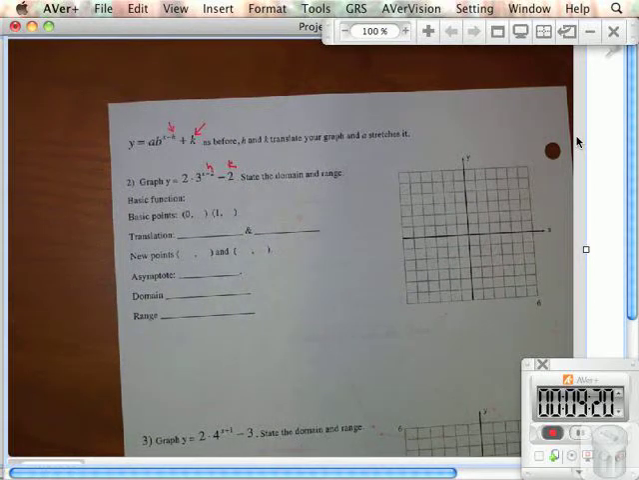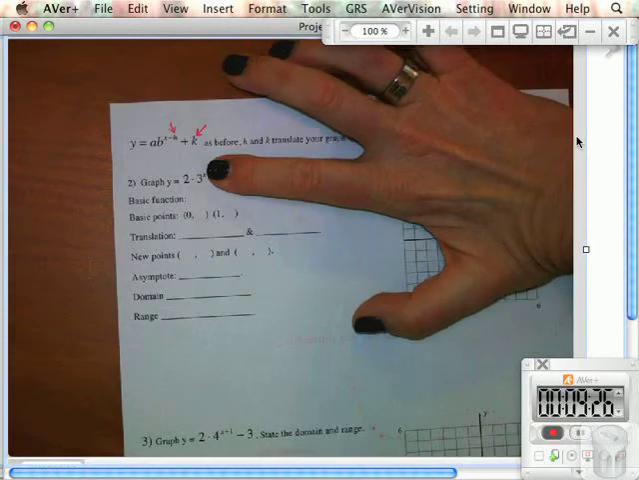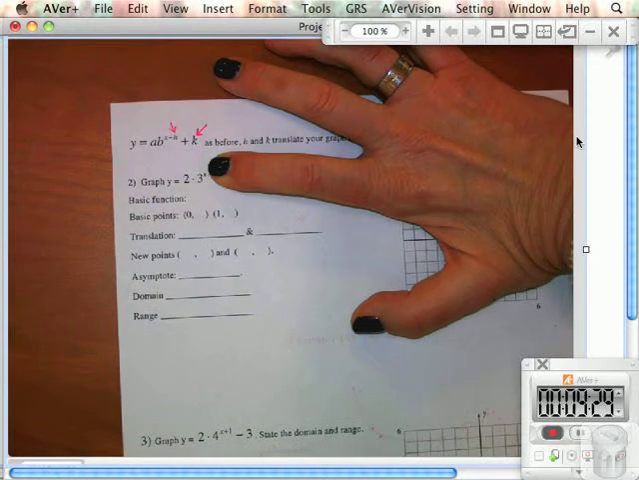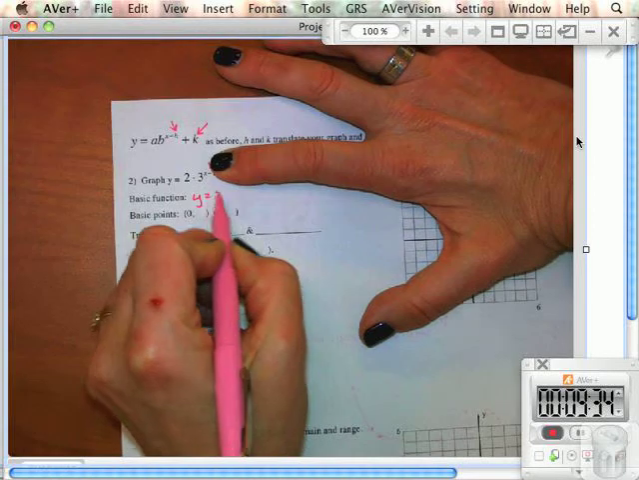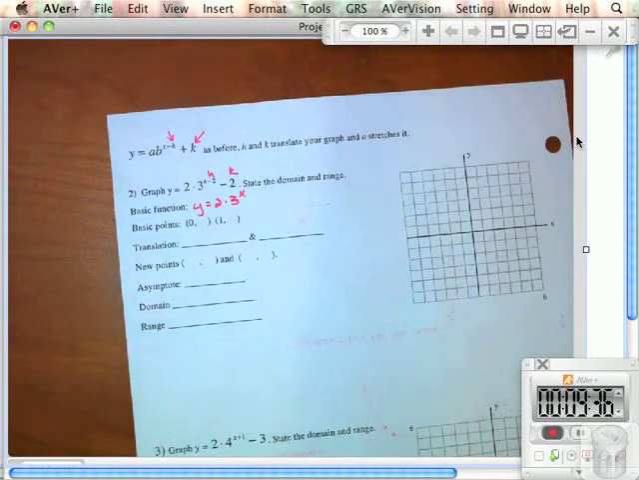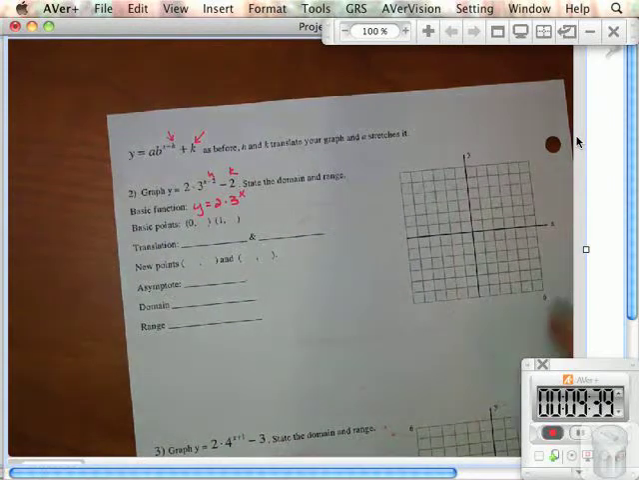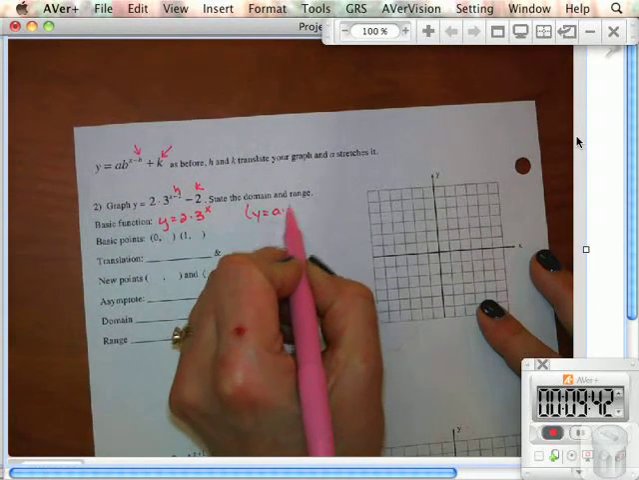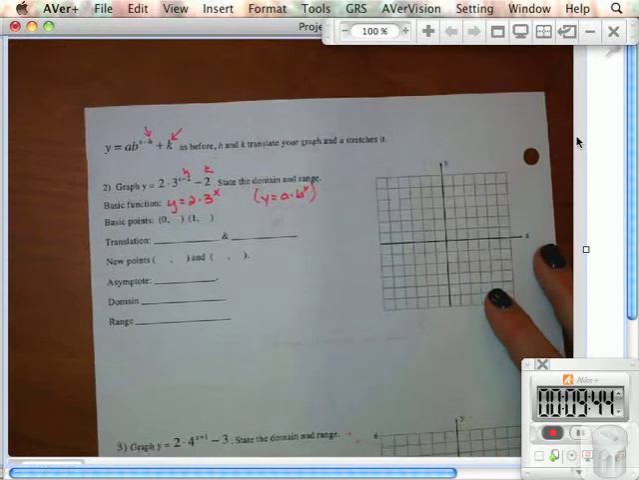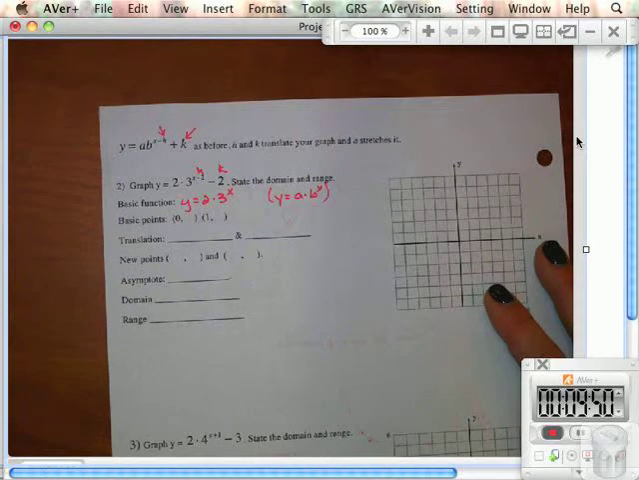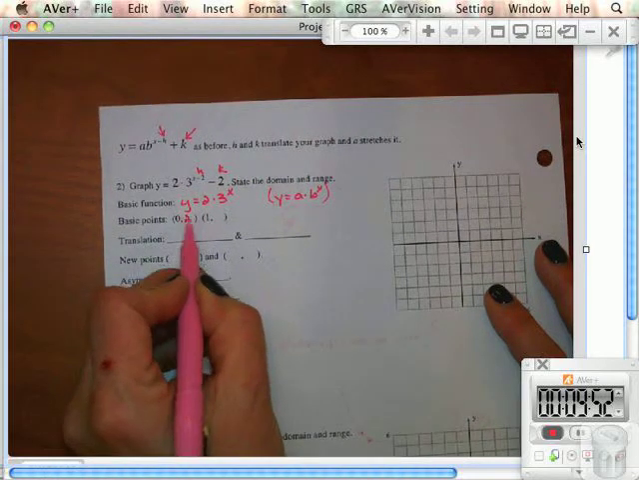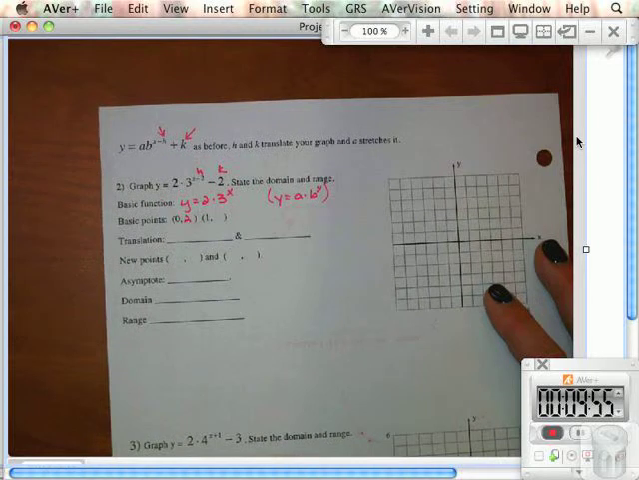So let's think about the basic function. When we first graph the basic function, we're not going to consider any of this H and K stuff. We're just going to consider the y equals A times B to the X. So I'm going to say y equals 2 times 3 to the X. That's my basic function right there. Just in case you've forgotten, it's this. All right, the basic points here. If I plug in 0, what is my output going to be? 2. If I plug in 1, what's my output going to be? 6. So those are my basic points. I'm not going to plot them right now.